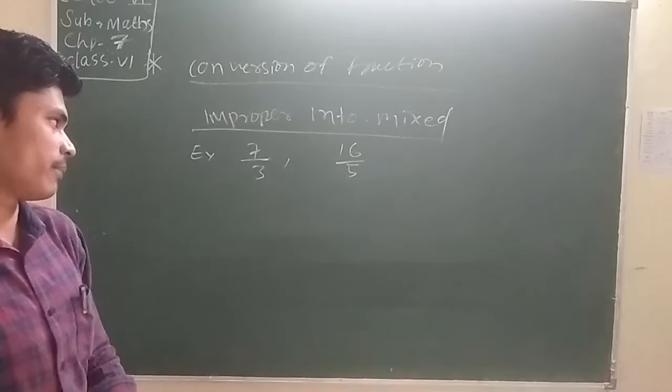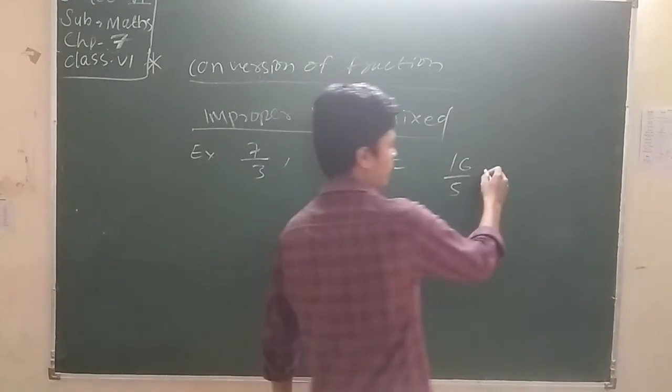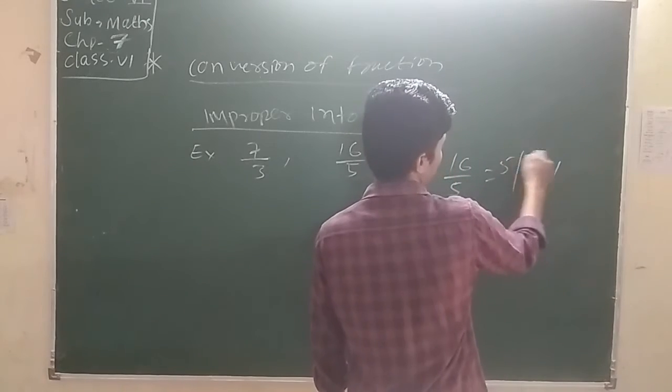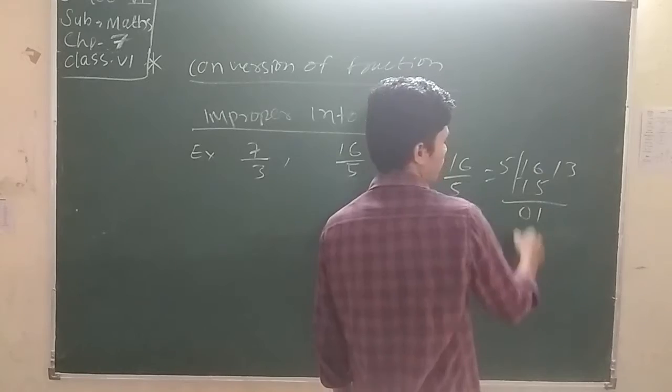Now 16 by 5. How do you do 16 by 5? It means we divide it. 16 divided by 5. 5 threes are 15. 16 minus 15 equals 1. The 1 cancels, that means 0.